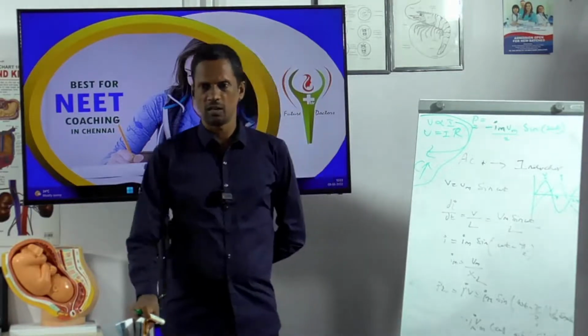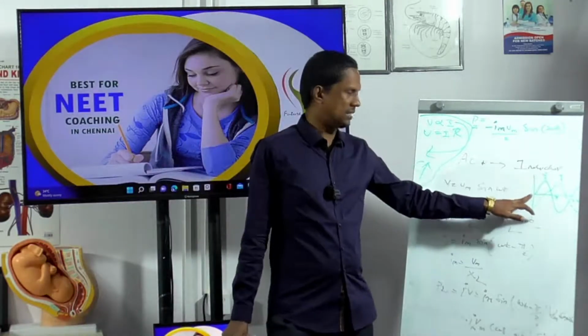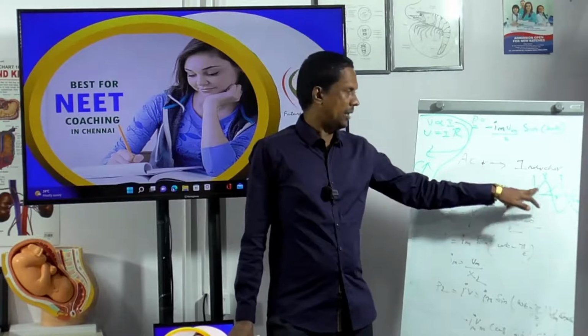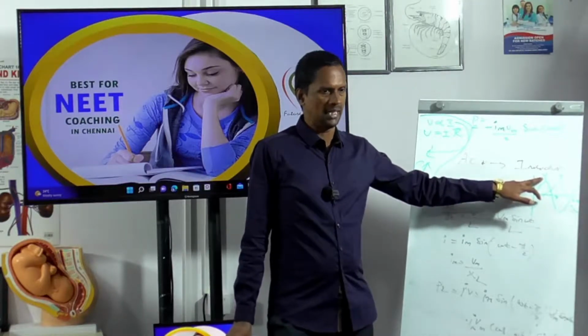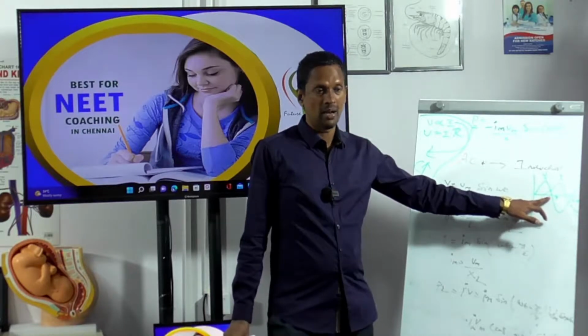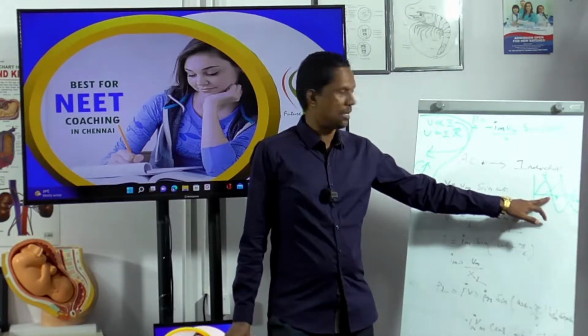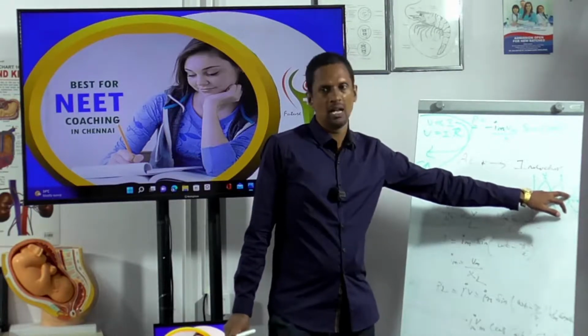You understood my question? First the voltage starts. What is the starting phase here? 0. And where is the maximum amplitude reached? Then where does it reach 0 again? At pi. Then it keeps traveling and reaches 2 pi.